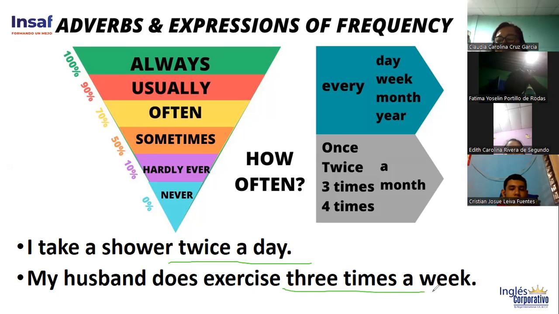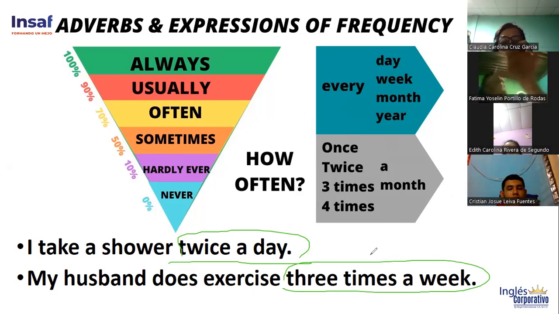Twice a day, 3 times a week. You can also say, for example, once a month, I visit the doctor. I go to the beach 3 times a year. I have English class 4 times a week or 4 days a week. Okay? You see the difference between expressions of frequency and adverbs of frequency? What is the difference?